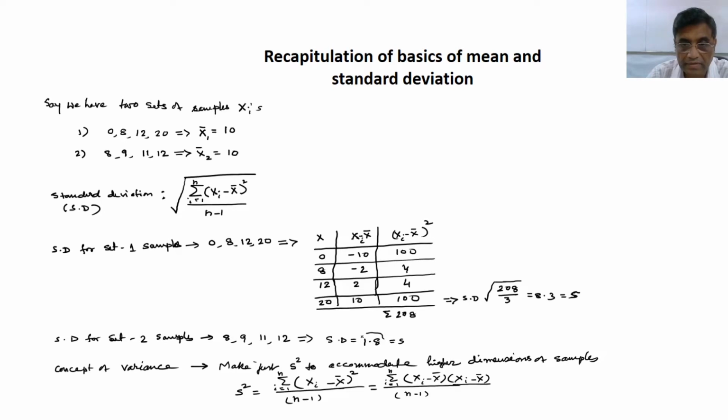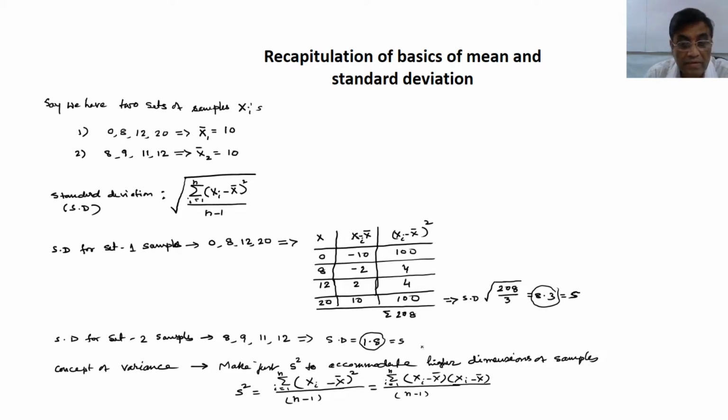Now you see these are different. So together, the mean and standard deviation are a good representative of a sample set. This is the concept of standard deviation, which is a very, very important metric, as you see now.